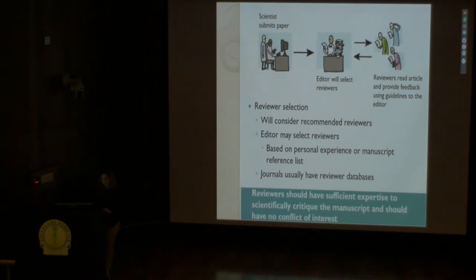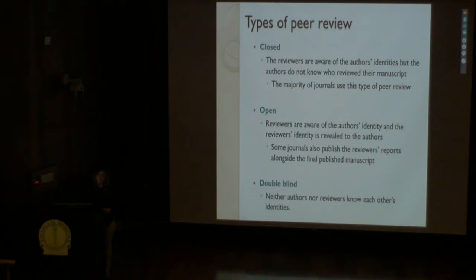So once the editor selects the reviewers, he'll send your paper to the reviewers. And there's 3 types of reviews. It could be a closed review, an open review, and a double-blind review. Most reviews are closed, and that means the reviewer knows who you are, but you don't know who your reviewers are. There's other journals now that are completely open. You know who the reviewers are, the reviewer knows who you are, and actually they even publish the critiques along with your paper. And also there's the double-blind review where nobody knows who each other is, and the review is based on the science.